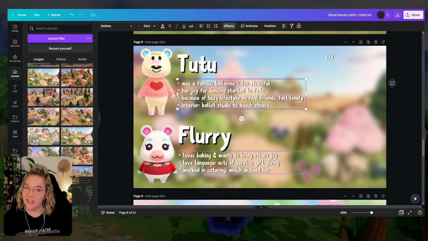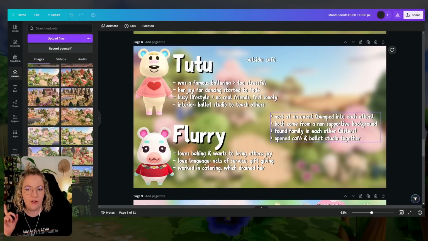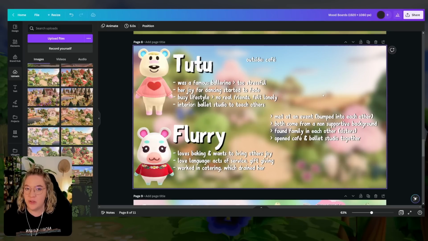Flurry loves baking and wants to bring others joy with her baking, because her love languages in terms of what she likes to give others and how she shows her love is acts of service and gift giving. And she worked in catering, which absolutely drained her. Okay, and then I wrote down, met at an event, bumped into each other or other, and they both come from a non-supportive background, which was basically how they really related to each other, and therefore found family in each other as kind of like sisters, and then opened a cafe and ballet studio together.